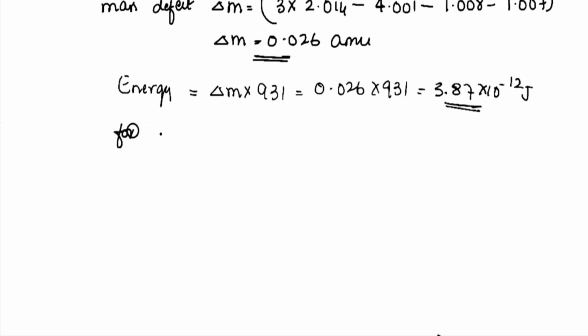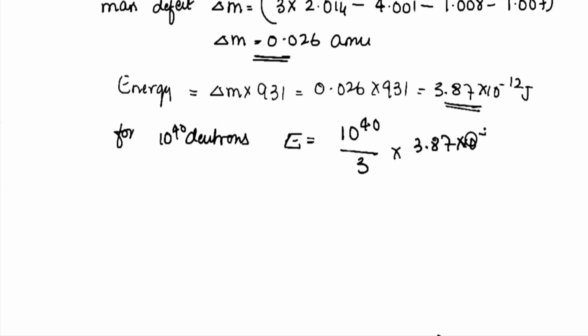So for 10^40 deuterons, we have energy E equal to 10^40 divided by 3 into 3.87 into 10^-12. So this is equal to E equal to 1.29 into 10^28 joules. So this is the energy radiated by the process.